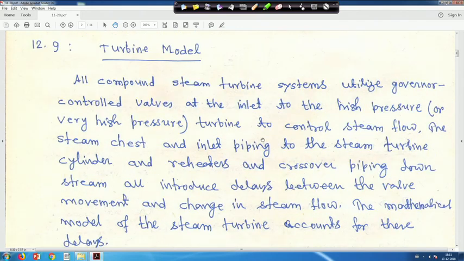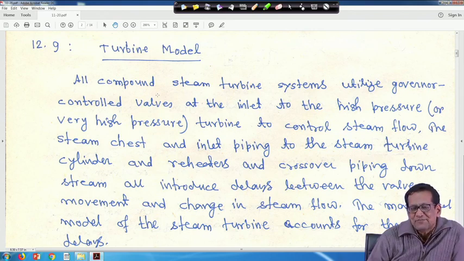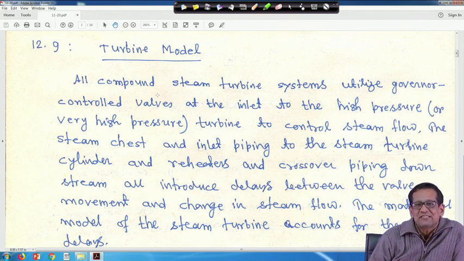Next, after this, the governor part is more or less over. Next we will go for the turbine model. In this course we will see only the steam turbine model. If time permits, at the end of this course, I will give you a little bit of hydro turbine modeling, very interesting it is. First we will finish the steam turbine model.